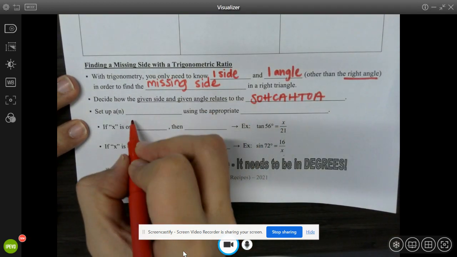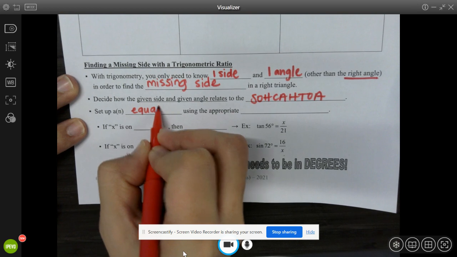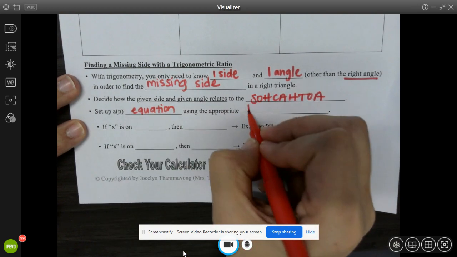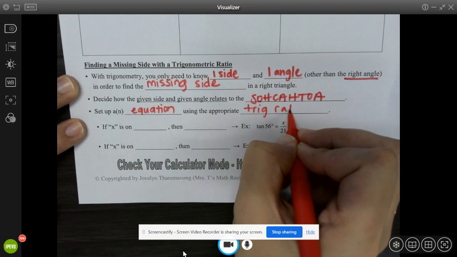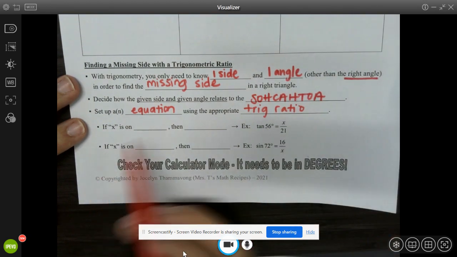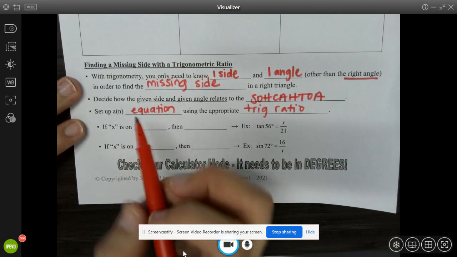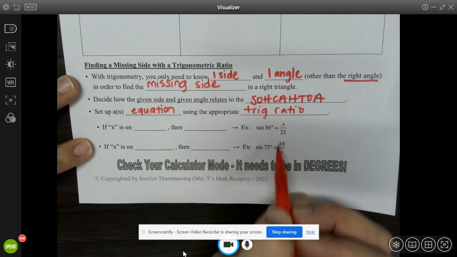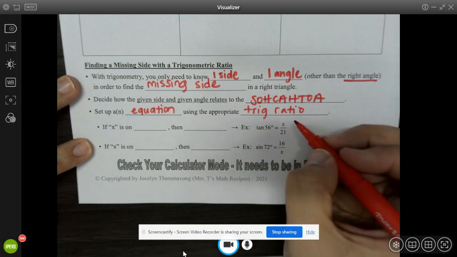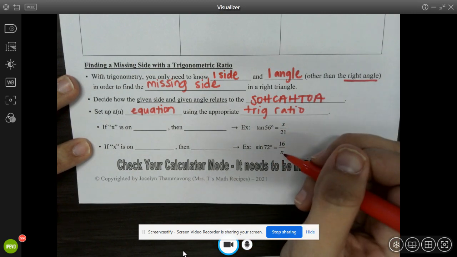Then we'll set up an equation using the appropriate trig ratio. So I'm going to show you or remind you how to do that on the back. When you're solving your equation, it's going to look one of two ways. X is either going to be on top or X is going to be on the bottom.